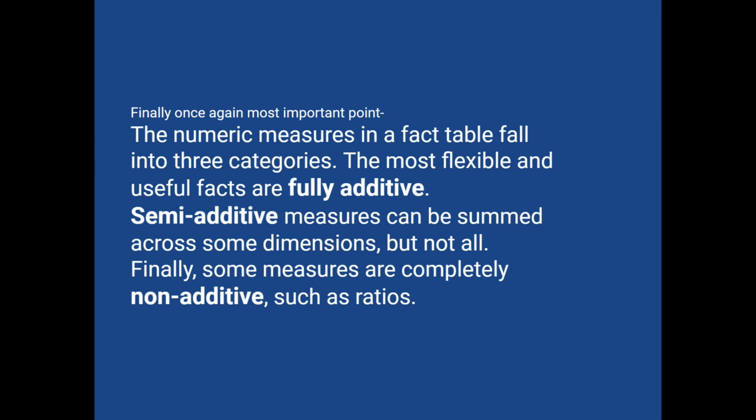Finally, once again, most important point, the numeric measures in the fact table fall into three categories. The most flexible and useful facts are fully additive. Semi-additive measures can be summed up across some dimensions but not all. Finally, some measures are completely non-additive, such as ratios.